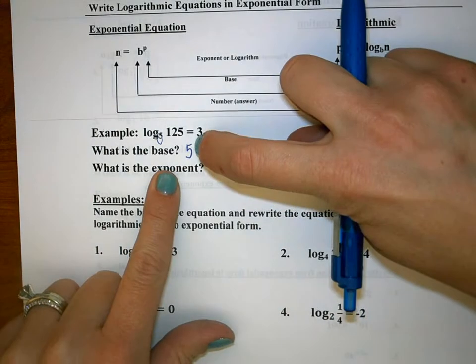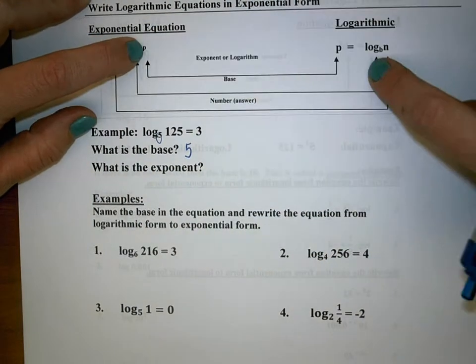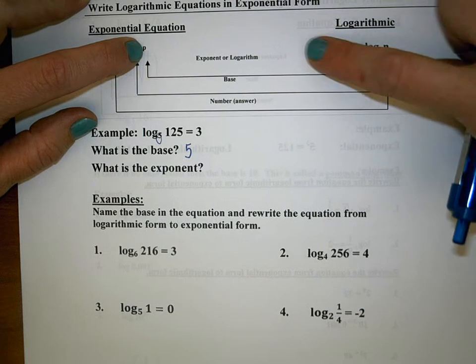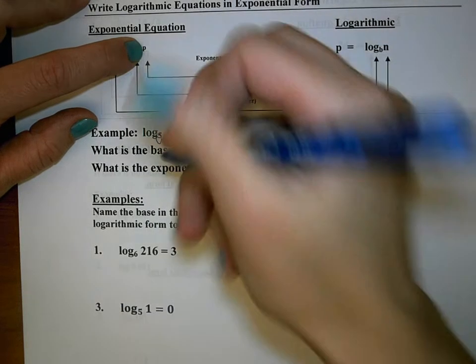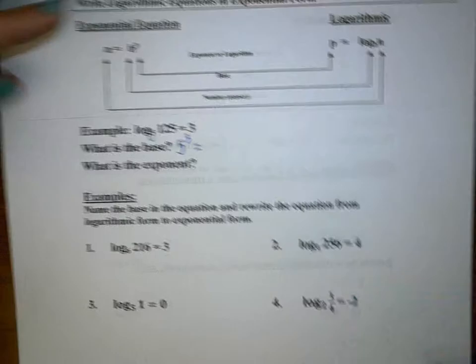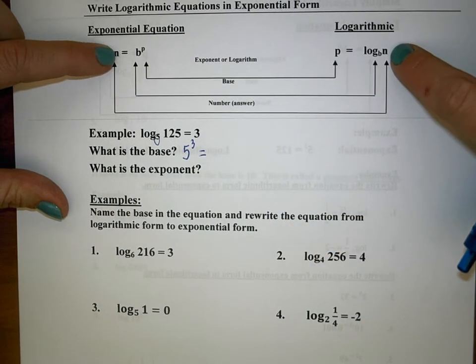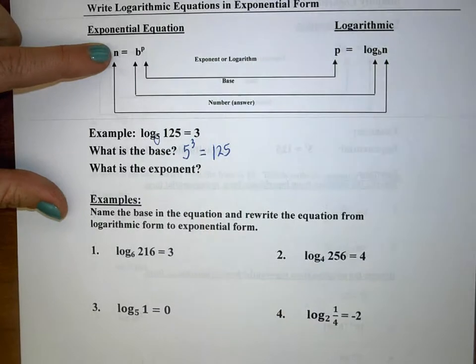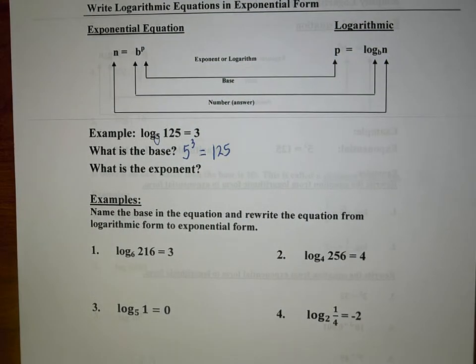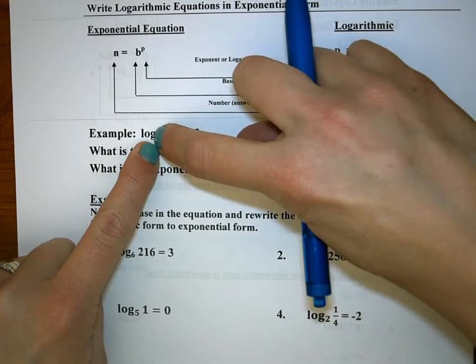Okay, then you're going to have an exponent for your exponential equation, and if you look here, see how the exponent here goes with the answer of the log. So 3 is what is going to be my exponent. And then it equals, and 125 is the number that equals the answer. And if you were to plug that into your calculator, or you guys actually might remember it, but 5 to the third power is 125.